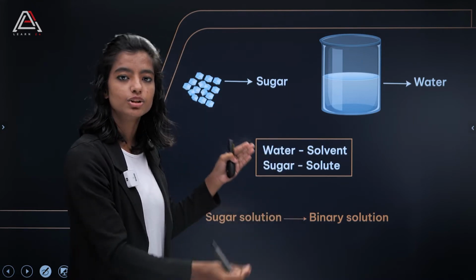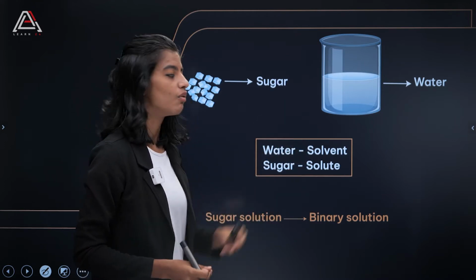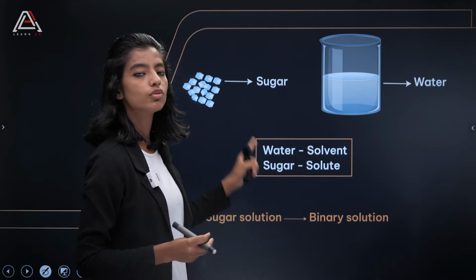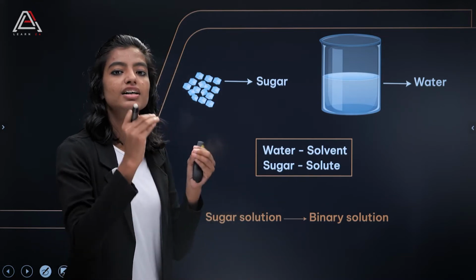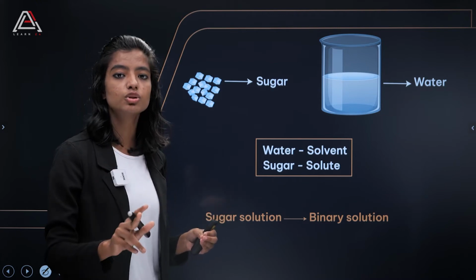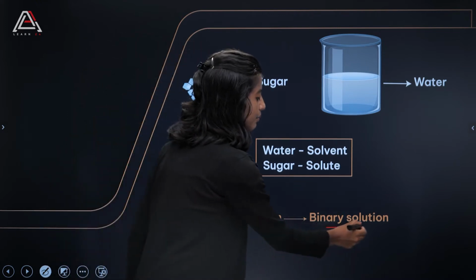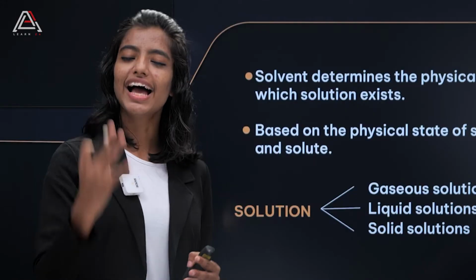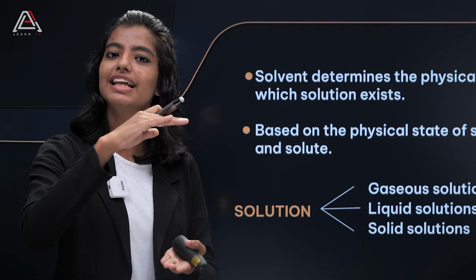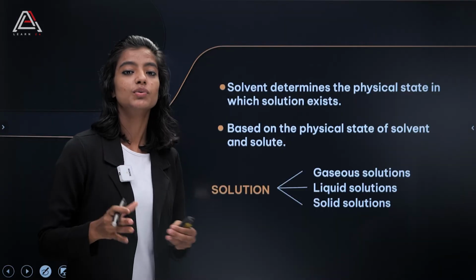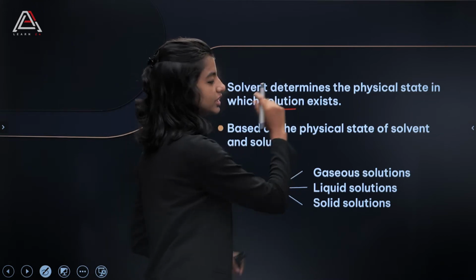Now, this solution contains only two components in it. One solvent and one solute, water and sugar. Only two components. Whenever a solution contains two components in it, I can call that solution a binary solution. As I told you before, solvent is the component which is present in the largest quantity, right? So, the solvent will determine the physical state of solution.